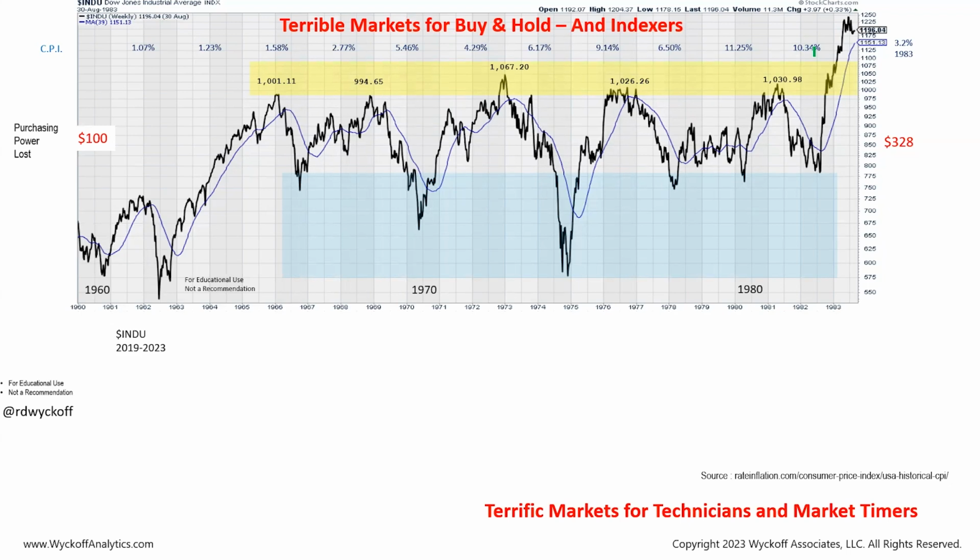I think that's a big, big job. And let's hope they can do it, but also keep in mind that they could not do it back in the 60s, which led to the problems of the 70s. This is a terrible market for buy and hold and indexers because of the trading range environment and the loss of purchasing power. Back at the beginning of this chart, $100 is what you needed to buy a basket of goods. Well, in the C.P.I, by the end of this period, you needed $328 to buy that same basket. So purchasing power is diminished over the course of a recessionary period.